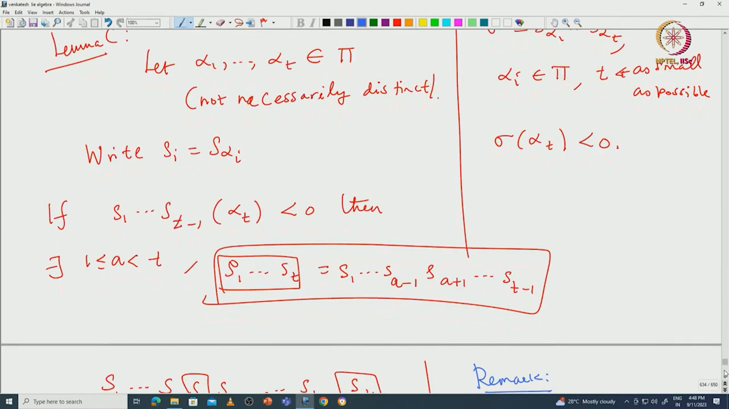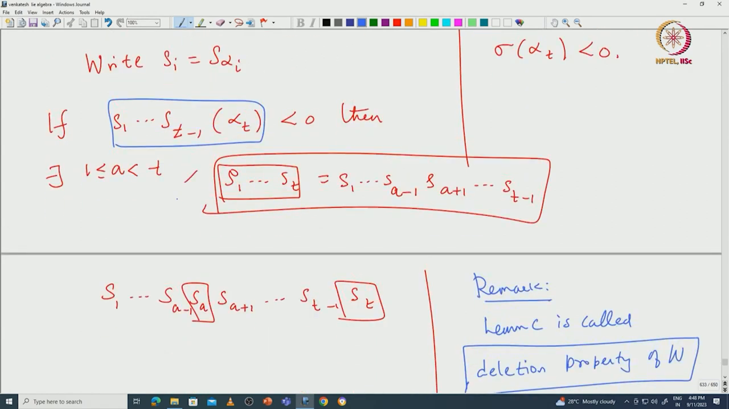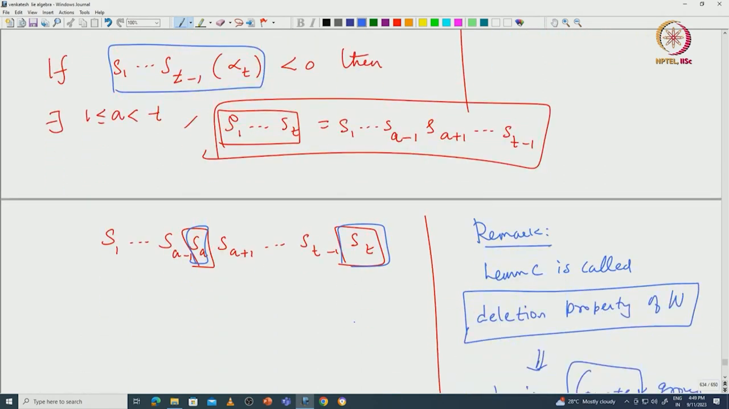But what it says is that whenever you have the condition that s_1 etcetera s_{t-1} applied on alpha_t is negative, then we will be able to delete one element in the expression in the middle and this last reflection s_t. That means if we take this sigma, which is the product s_1 etcetera s_t, then this t is not indeed the smallest possible.